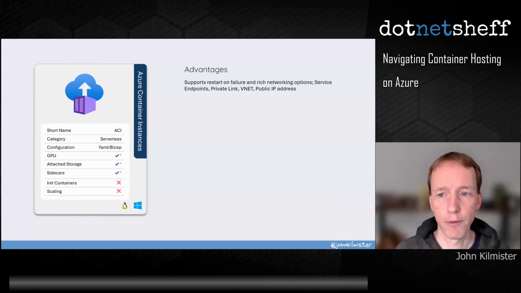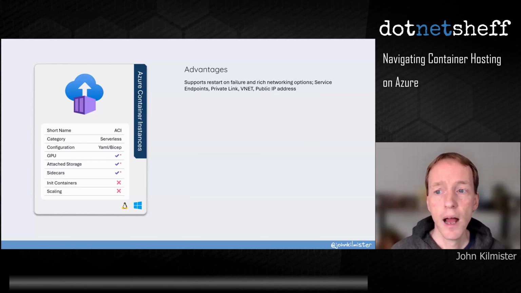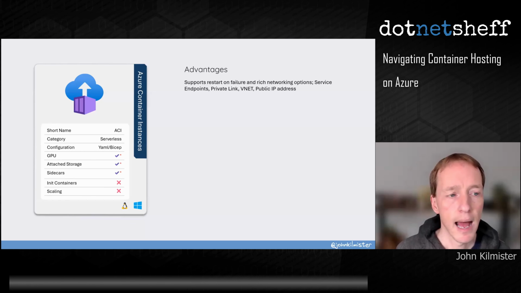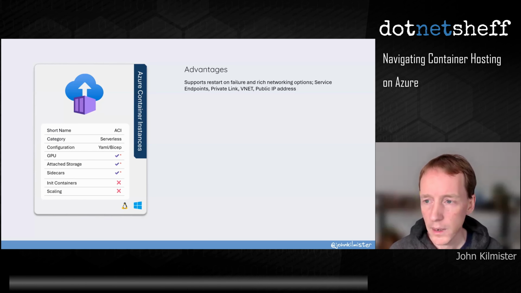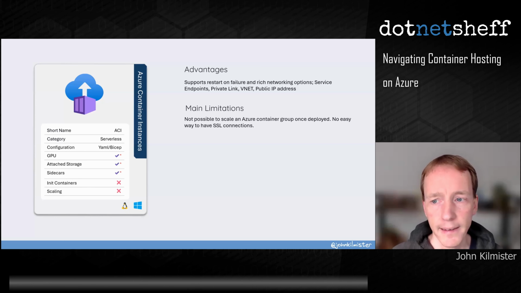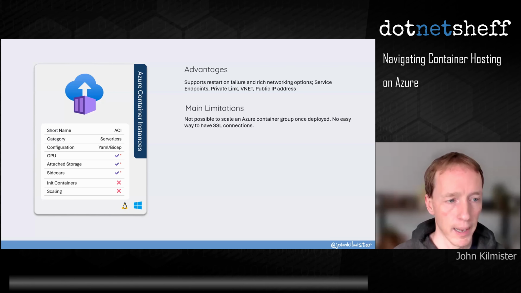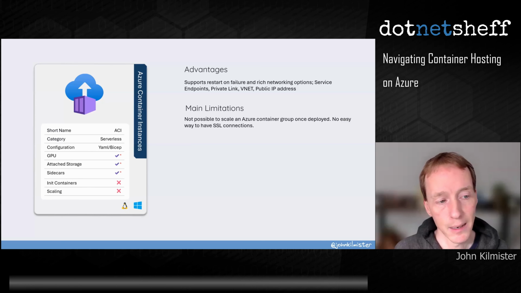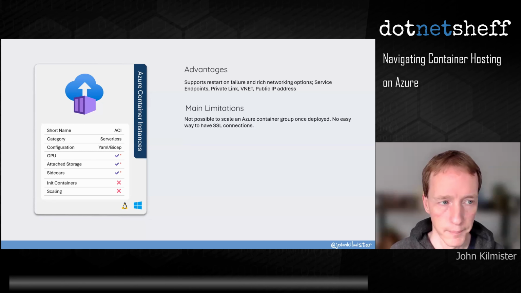However, as it is a service that's been around quite some time, it has a rich set of features. It supports service endpoints, private link, VNets, and public IP addresses. So the challenges, though, are that it doesn't have an easy way to set up an SSL connection, and it's not possible to scale it in any way. I mentioned before about the CPU and memory being fixed unless you redeploy the group, but it's also true that we can't scale out either. So you couldn't say, well, my website's getting more traffic, I want to put in more instances of it.